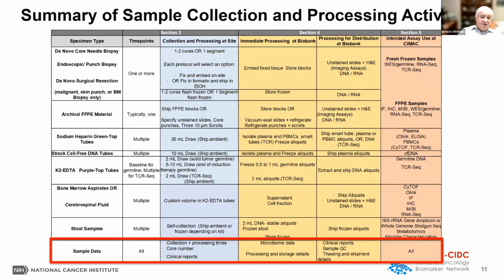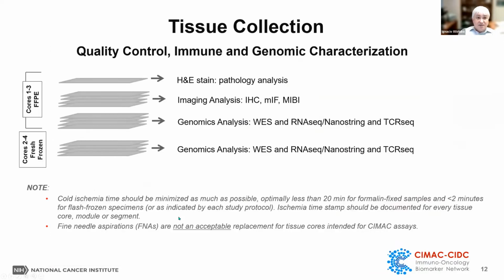And finally, the samples need to come with data. We need to know about collection times, collection processing, and the protocol. You will see that, for example, for tissue, there are 3 or 4 time points that are important to be collected. The number, the clinical context of the specimens, so we can actually incorporate that in the analysis.